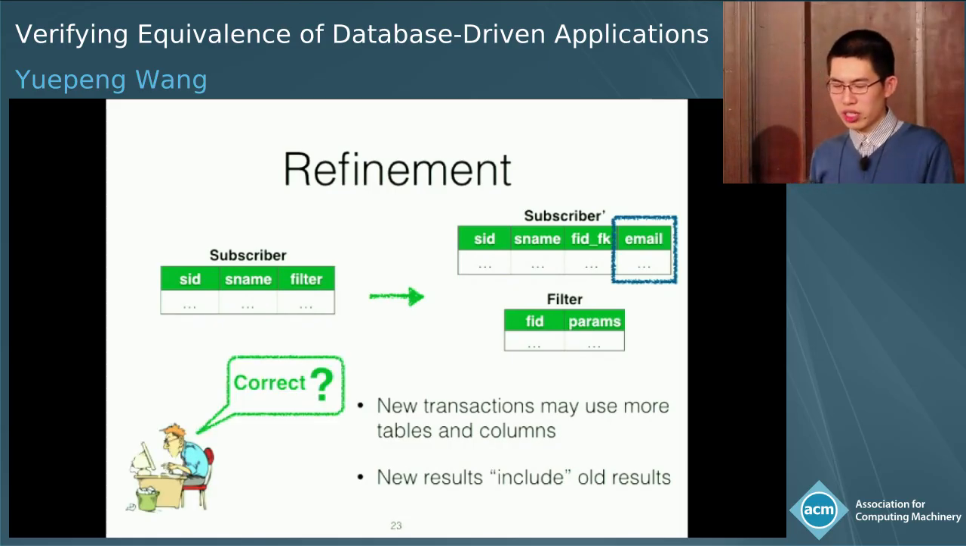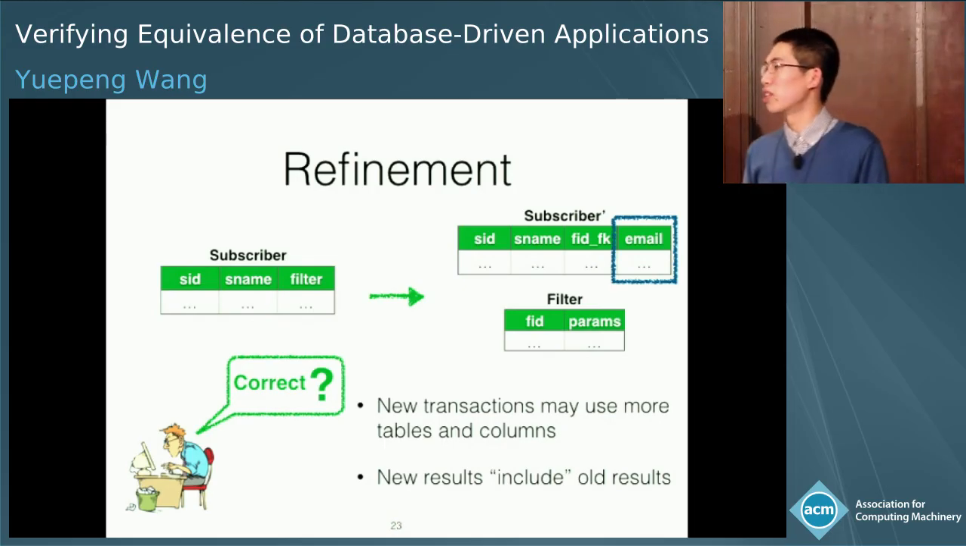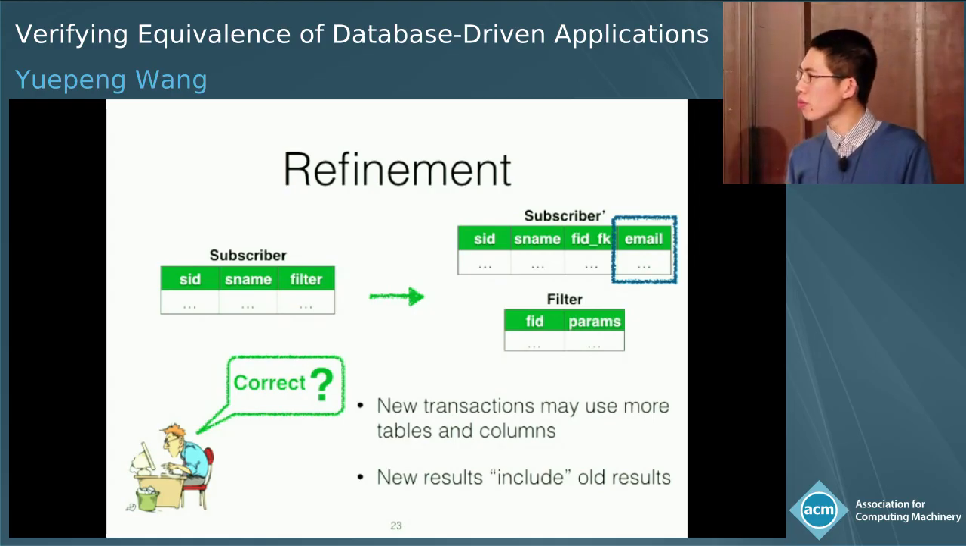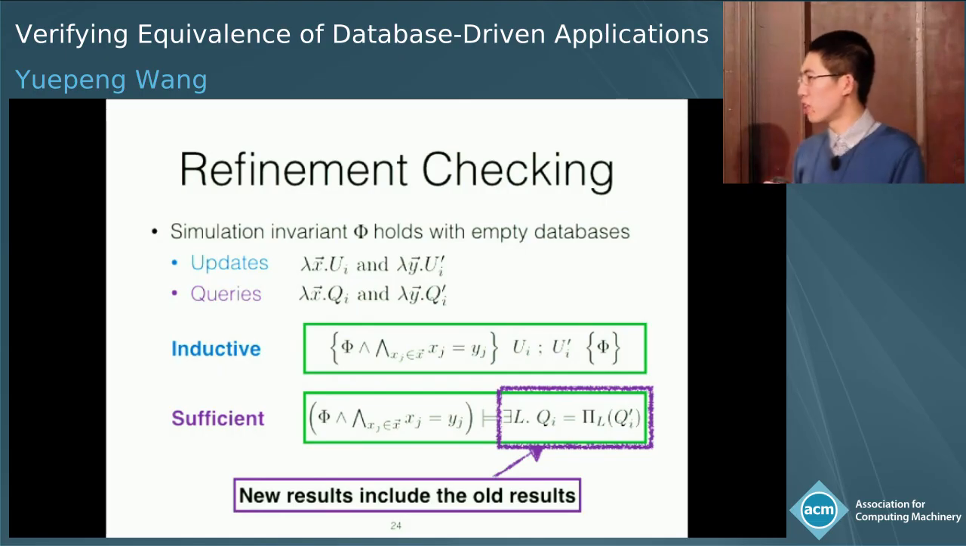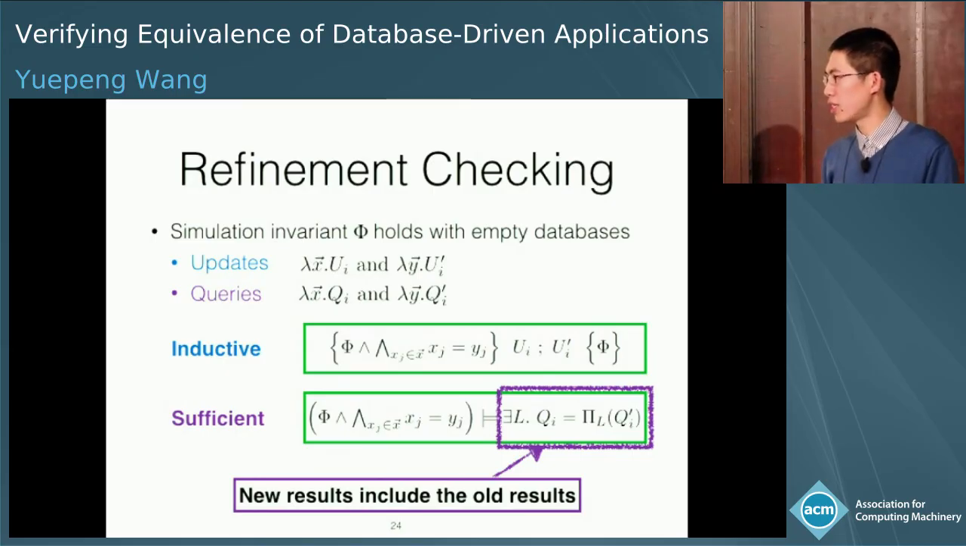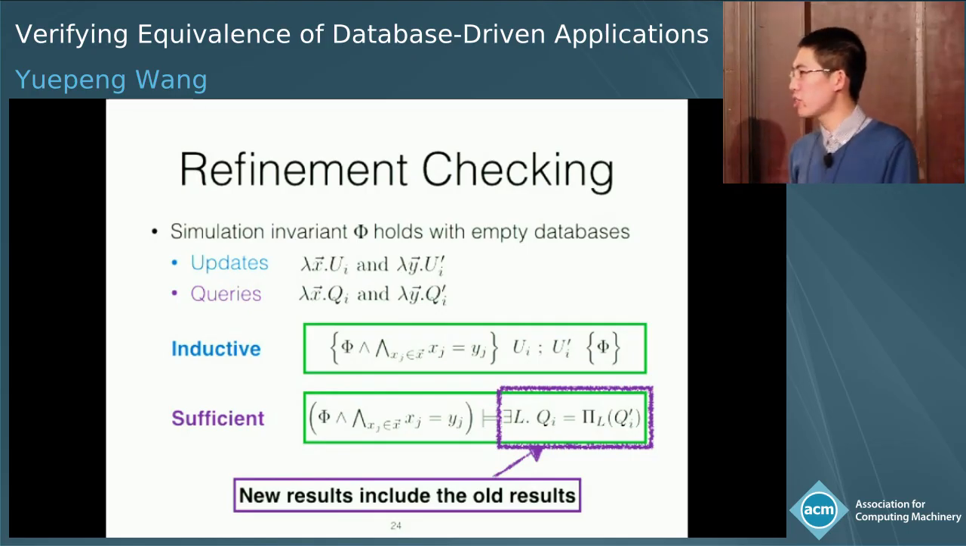To help the developer prove this kind of refactoring is also correct, we introduce a notion of refinement for database applications. The proof methodology for refinement is similar to those for equivalence. As before, we also try to find an invariant that is both inductive and sufficient. However, the definitions of inductiveness and sufficiency are slightly different. It's worthwhile to point out that we carefully modify the sufficiency definition so that we can capture the requirement that new results should include the old results by introducing an additional projection operator. In particular, it means that the refinement relation just requires the old result to be a projection of the new result. And this concludes the technical part of this presentation.